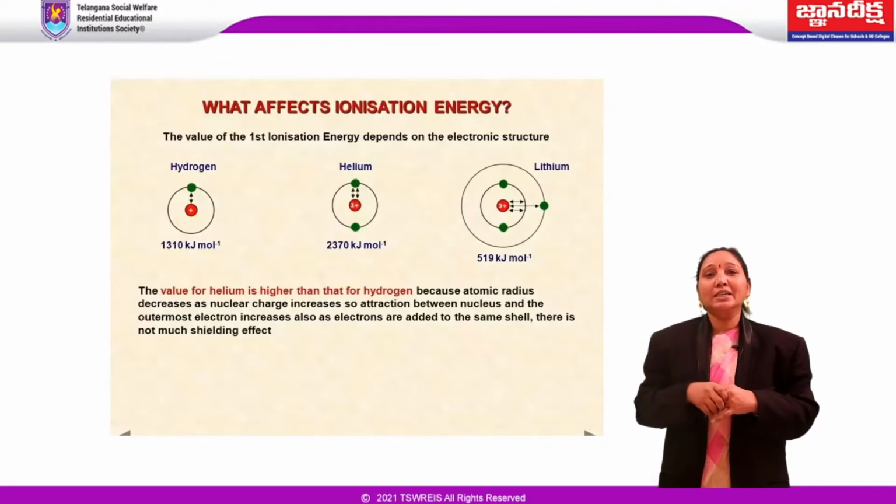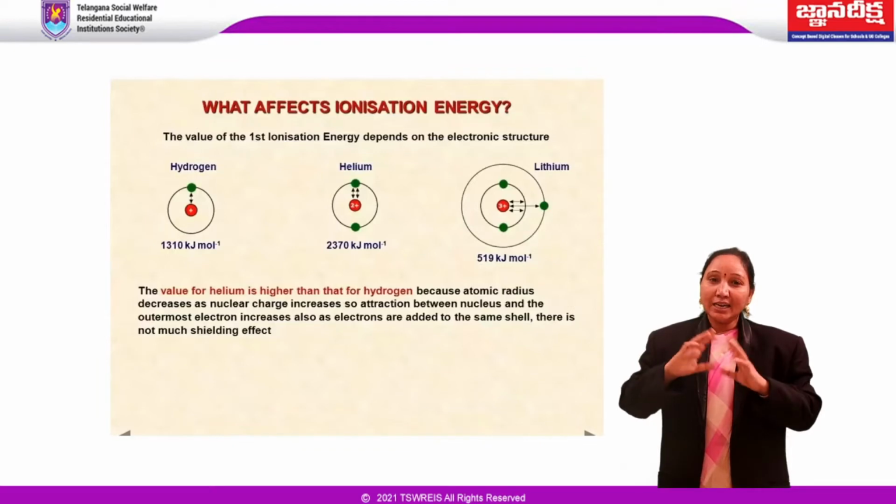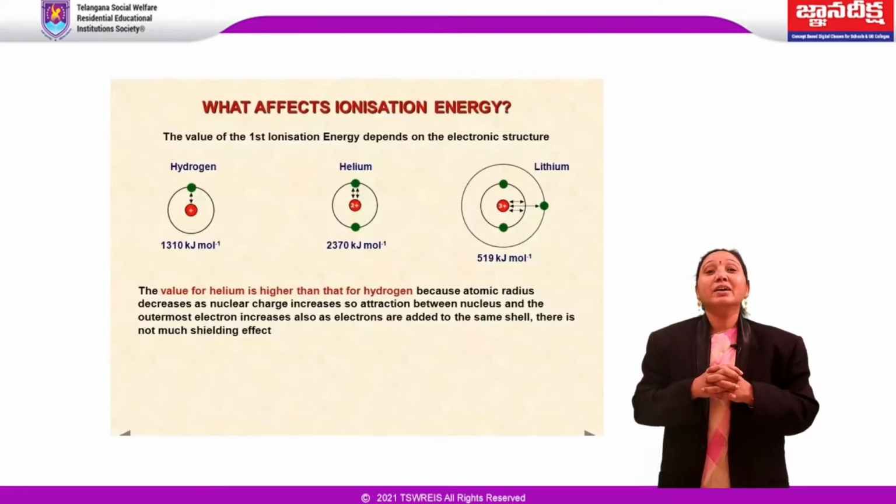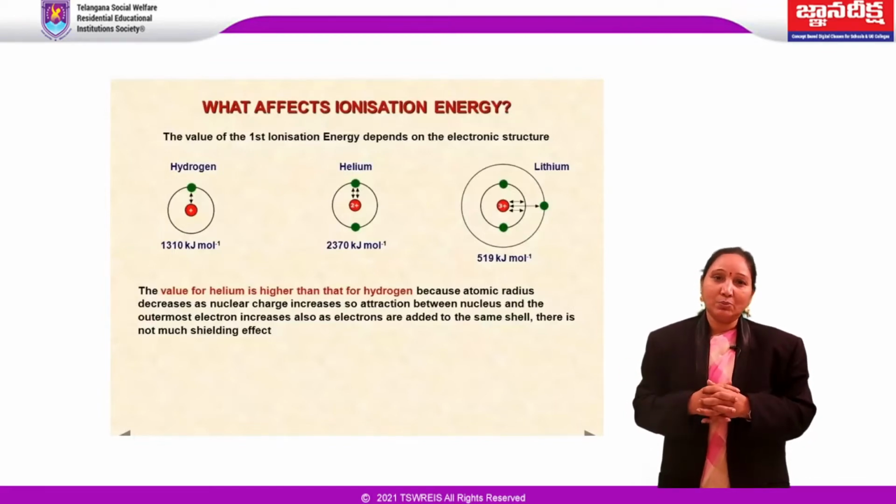When you move to helium, here the electron enters the same orbital and the electrons get paired up. When the electrons are paired up, they are very strong. That means it is very stable. From helium, it will be very hard to remove the electron, so it requires more energy when compared to hydrogen. That amount of energy is 2370 kilojoules per mole.